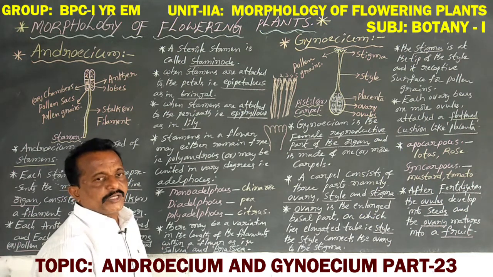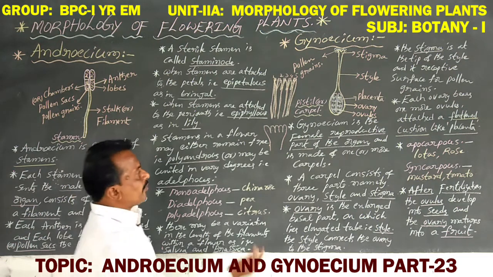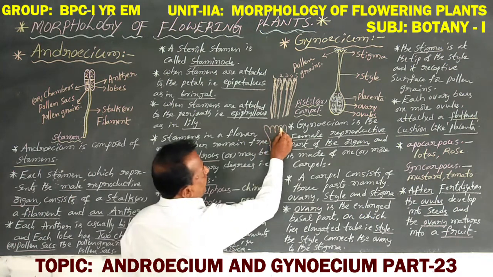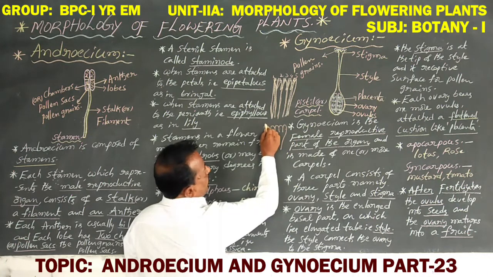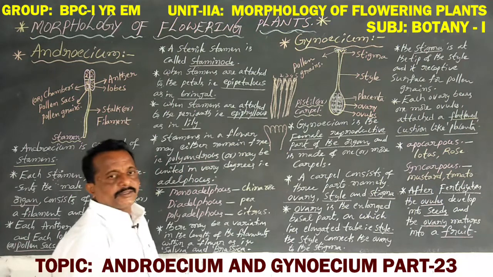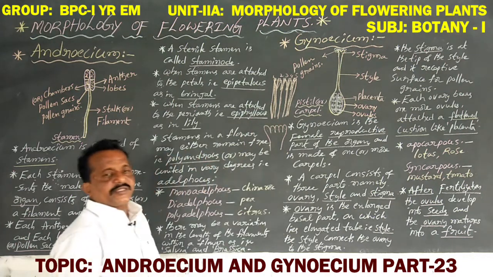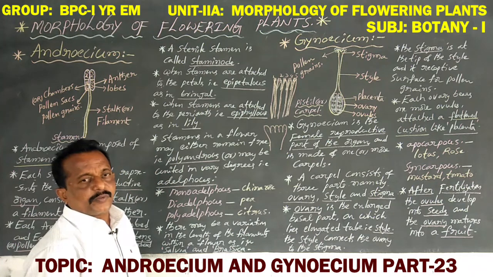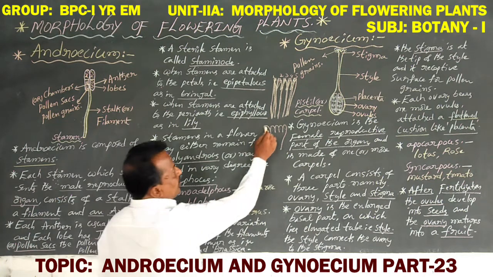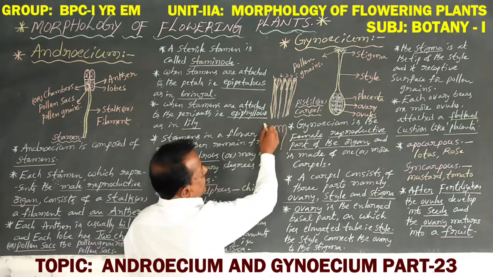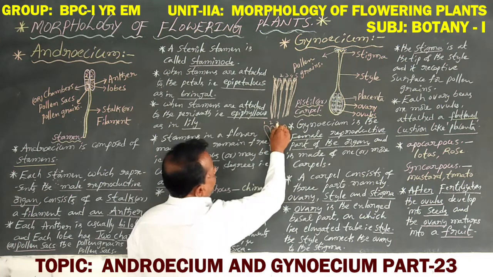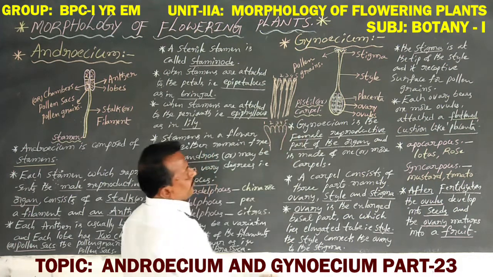So both are together, both are united, both are fused to form a new organ that is named perianth. Perianth is composed of tepals. Don't confuse here: calyx is composed of sepals, corolla is composed of petals, but perianth is composed of tepals. This is the first tepal, second tepal, third tepal, fourth tepal, and fifth tepal.